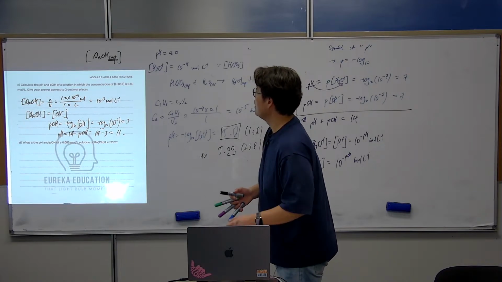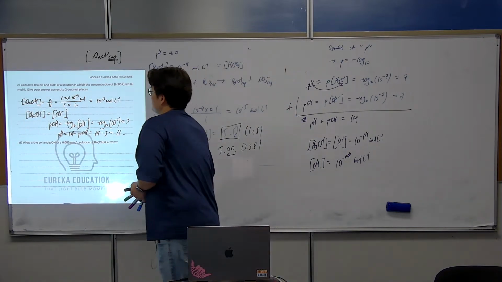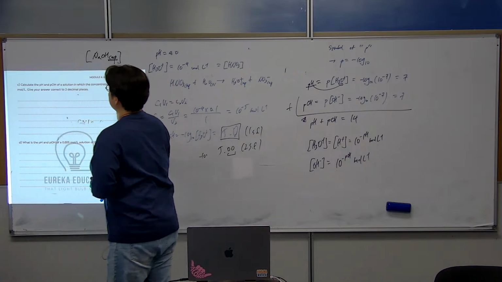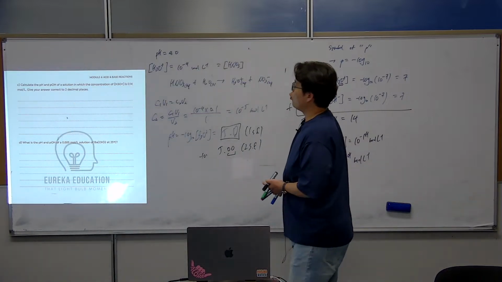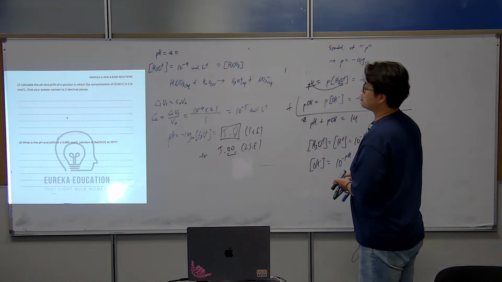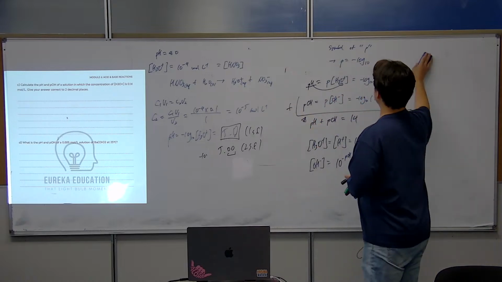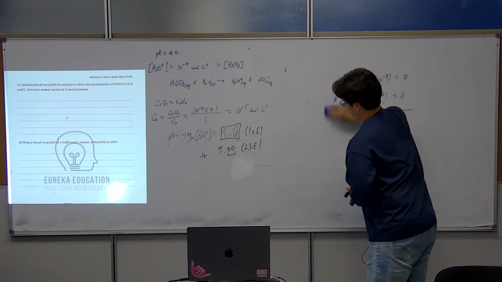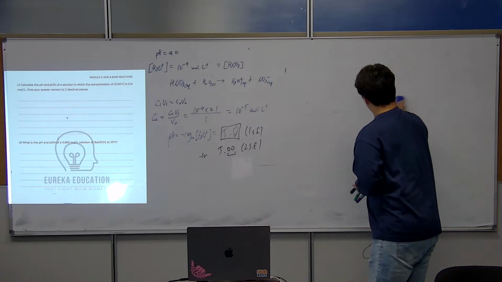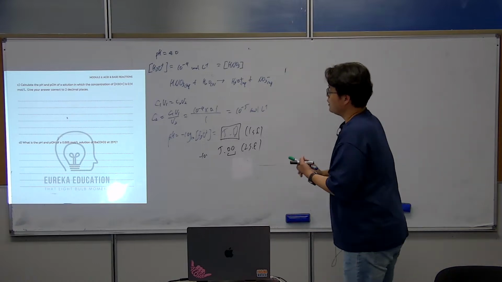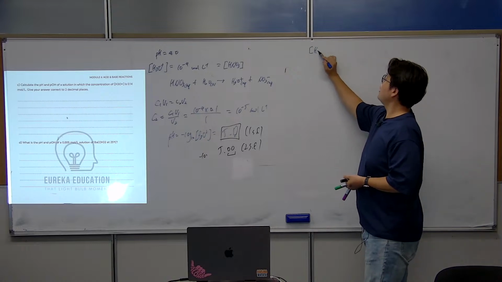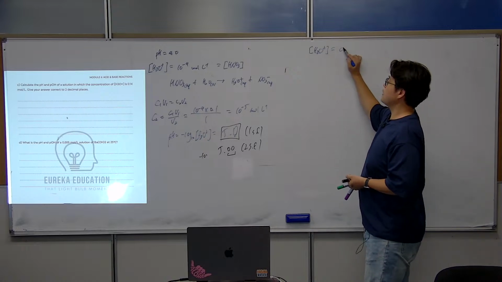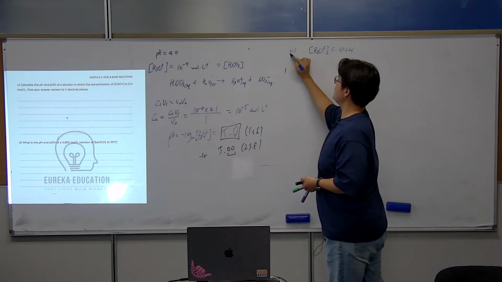Actually, 2. Calculate the pH and pOH of a solution in which the concentration of the hydronium ion is 0.14. Give your answer to 2 decimal places. So what we have is the concentration of the hydronium ion, given as 0.14, question C.